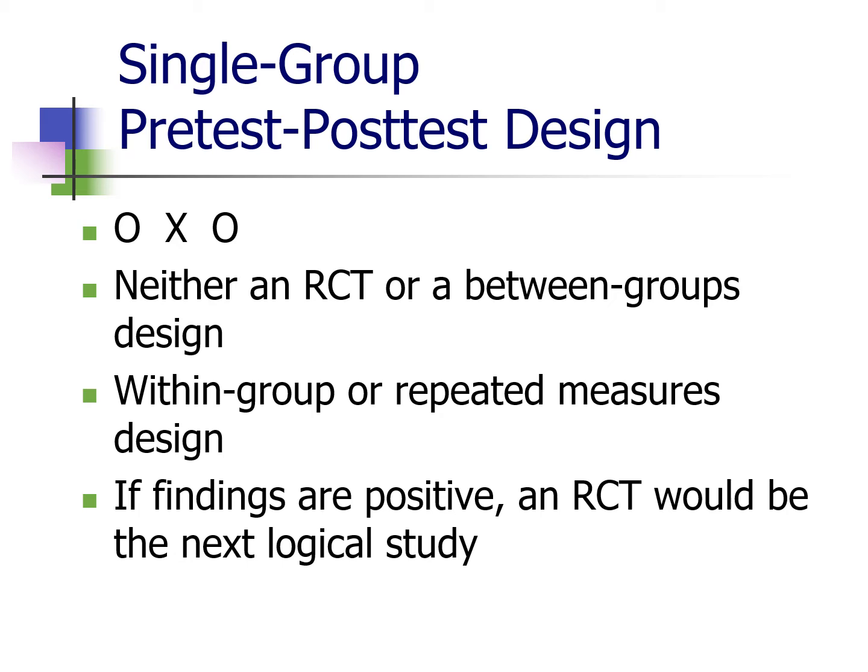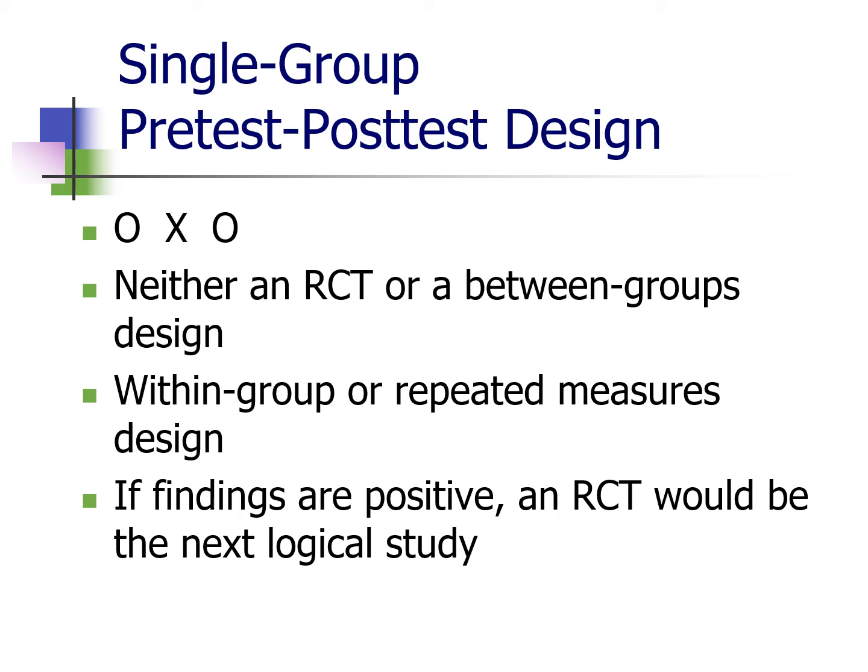And unlike the pre-test, post-test control group design and the post-test only control group design, this single group design is neither an RCT nor a between groups design. Because there is only one group, there is no opportunity for random allocation of participants to groups, nor is there any between group comparisons to be made. Instead, comparisons are made within the single experimental group, making this a within group design.